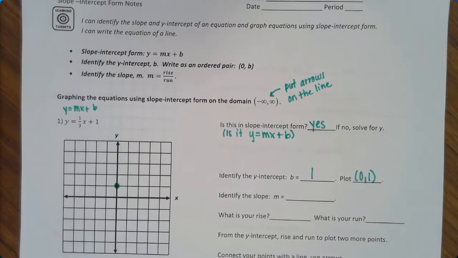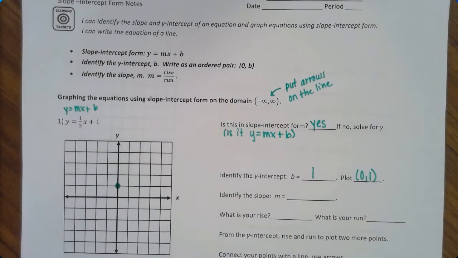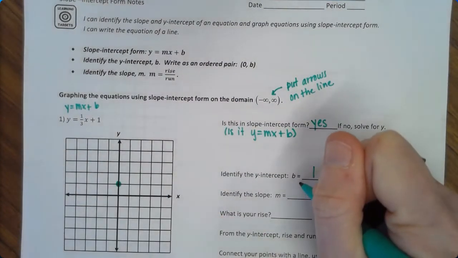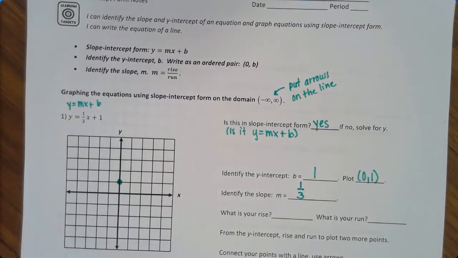Now we know that in order to draw a line, we need another point so we know exactly how the line's going to be slanted. So the next thing we're going to do is identify our slope. And again, the slope is always going to be in front of the x when it's written in our y equals mx plus b format. So in this case, my slope is going to be the fraction 1/3. And if I'm thinking of slope as rise over run, what would be the rise and what would be the run?